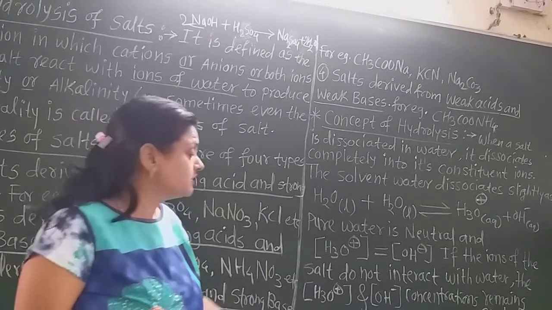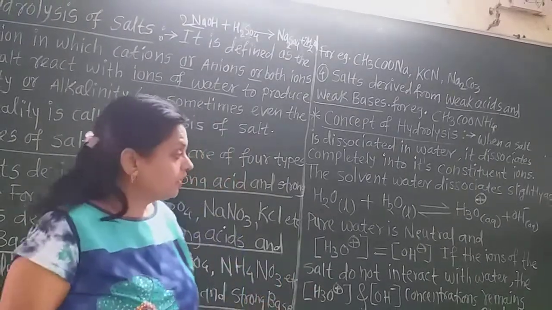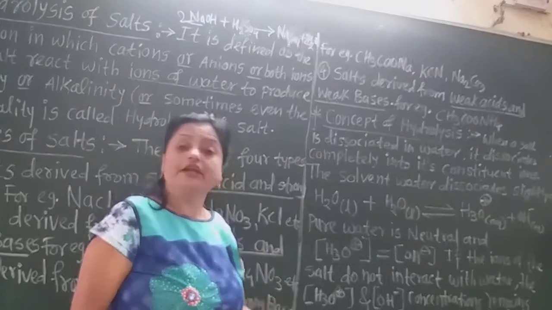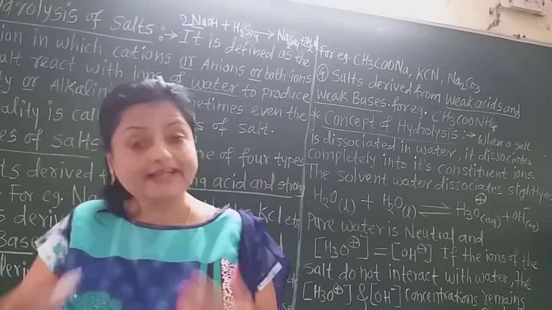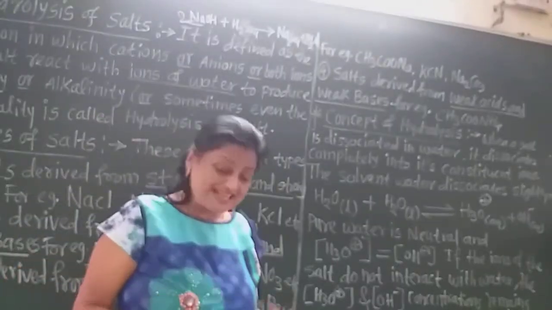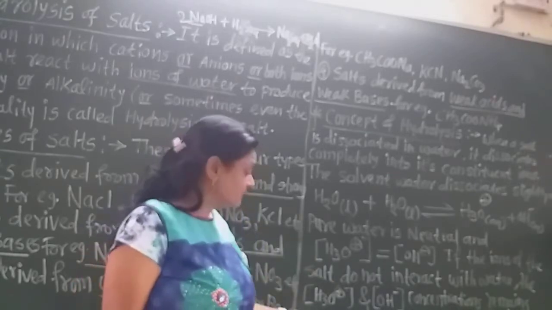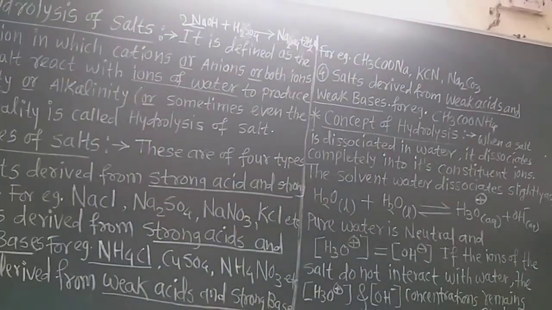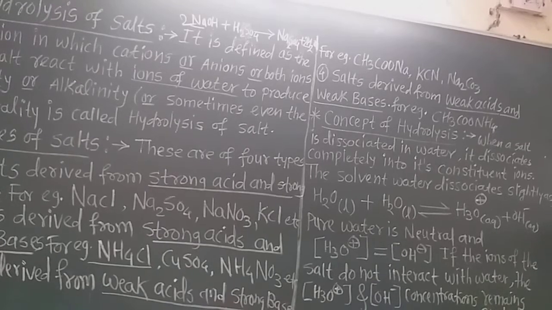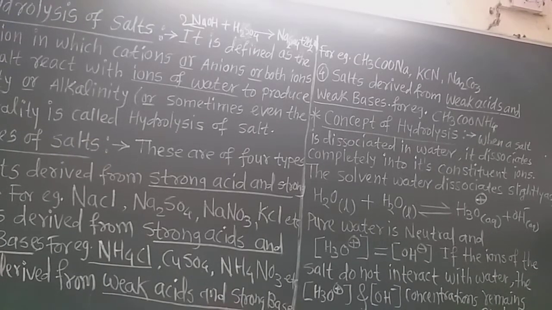So if the ions of the salt do not interact with water, the hydronium ion and hydroxyl ion concentrations remain constant always. If there is no interaction between the ions of the salts and the ions of water, then the hydronium ion concentration is always equal to the hydroxyl ion concentration. Now this is about the hydrolysis of salt, students. Now let us learn more about the hydrolysis of salt.